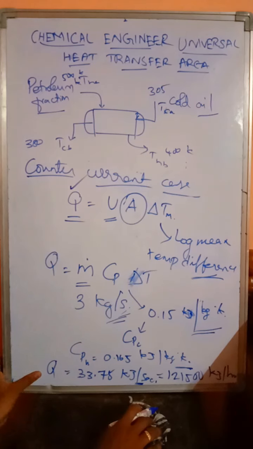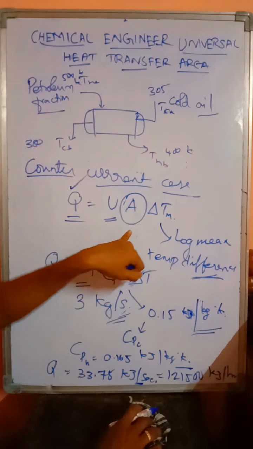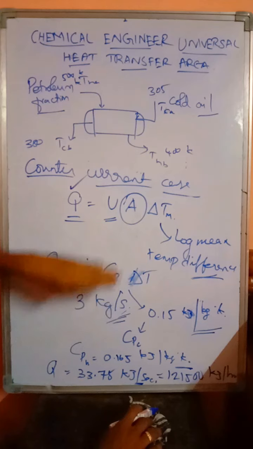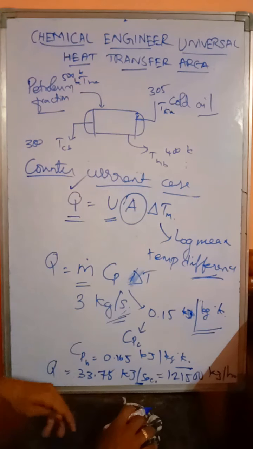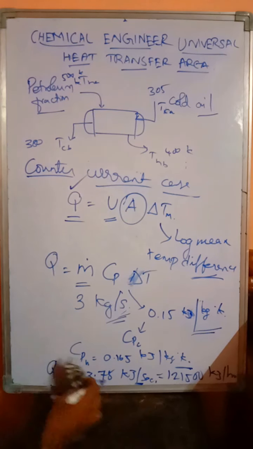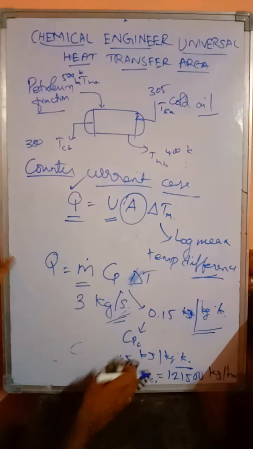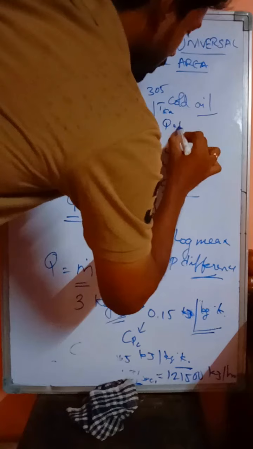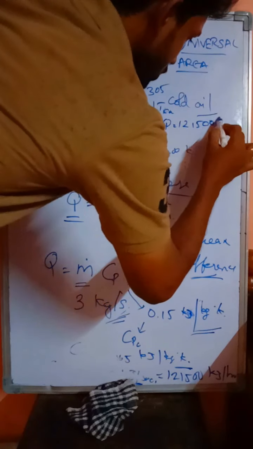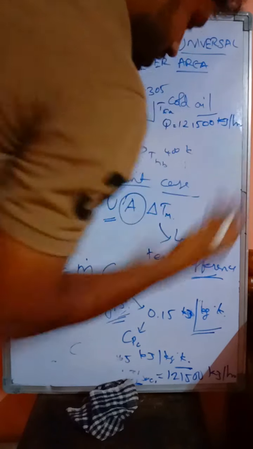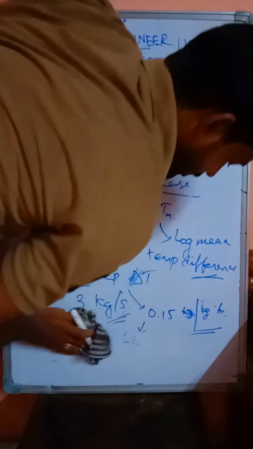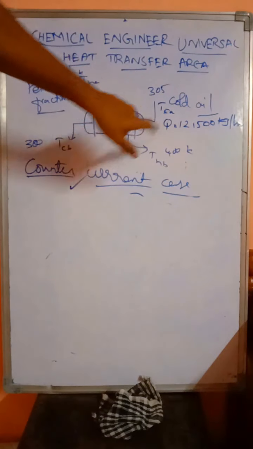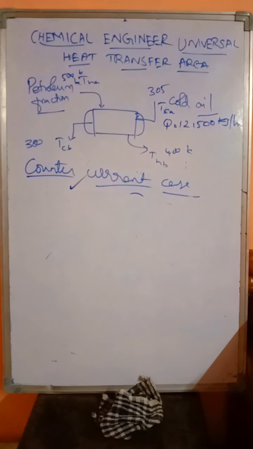So for this Q, what is the area that is required? We have to calculate. This case is only for counter current flow, right? But Q is the same. Q will not change. To find out the area, just note down the value only. So Q is equal to 121500 kilojoule per hour. This is for the counter current flow setup only. So we have found out the Q value.